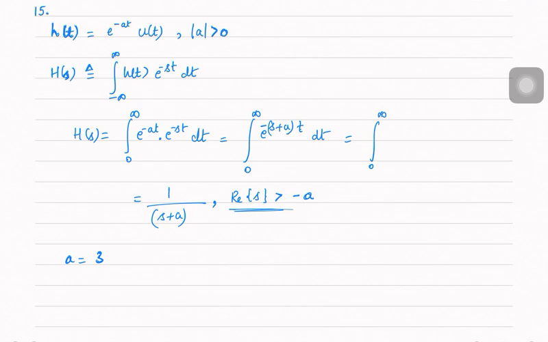Or you can calculate it from here also. The integral from 0 to infinity of e power minus (sigma plus a), assuming a is real, into t, e power minus j omega t dt. The mod of this is 1, so for sigma plus a to converge, sigma plus a has to be greater than 0, whereas real part of s is sigma. This is how you get the convergence condition.